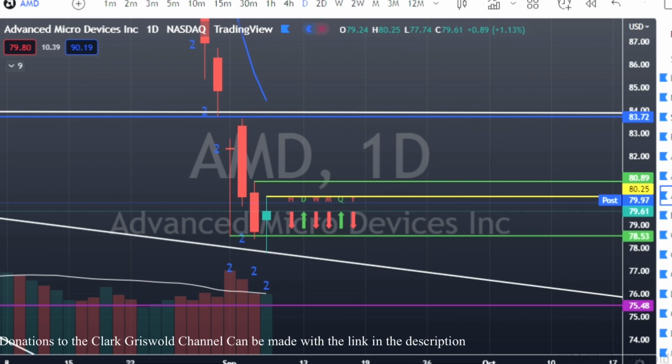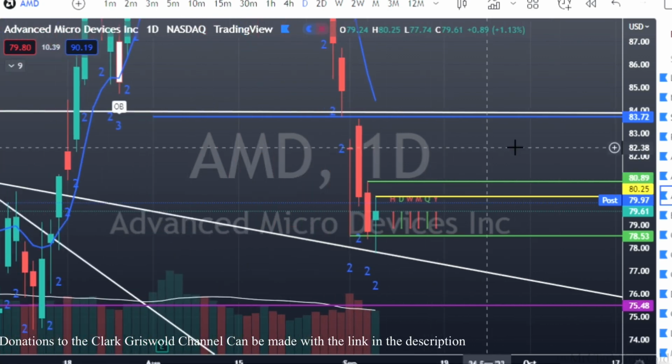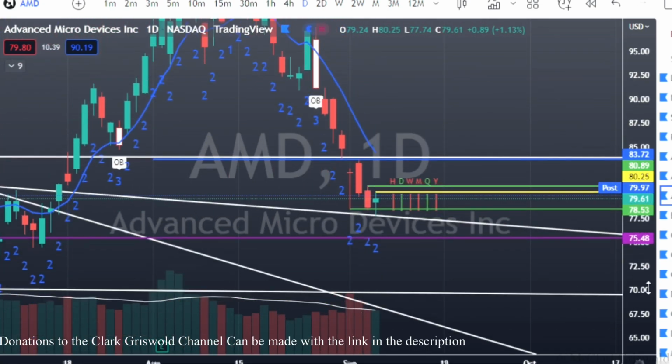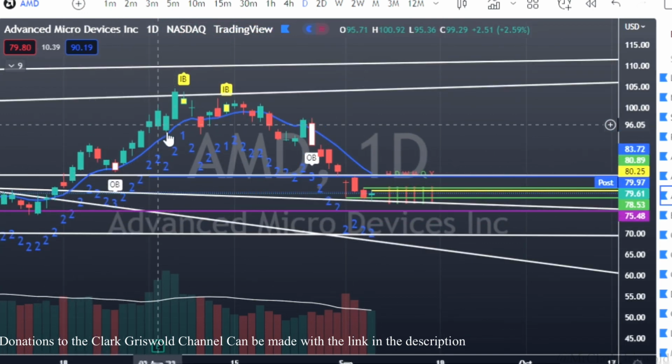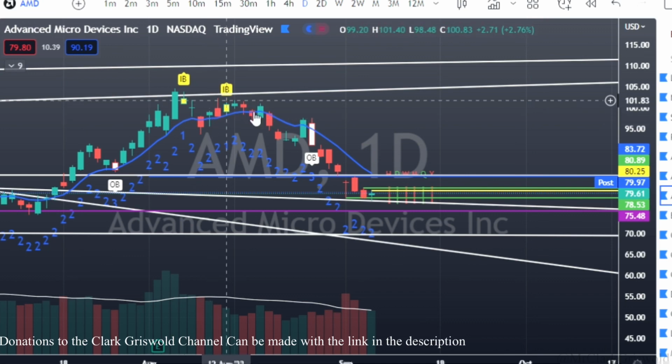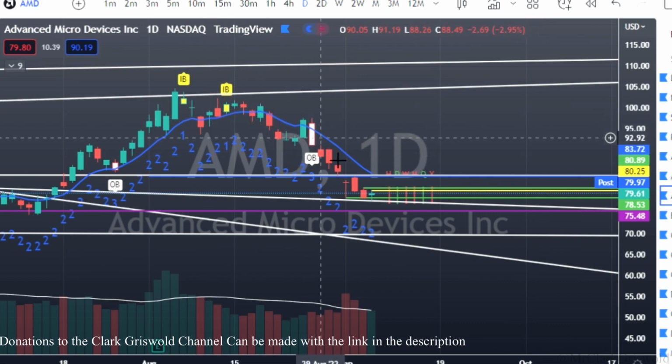That's why we have broadening formations, because that's the way stocks move. They aggregate, and I've said this before, they move like a heartbeat. They don't go straight up or they don't go straight down. You can look at this. Hey, look, boom, boom, boom, boom, boom. Okay, that's how they move.